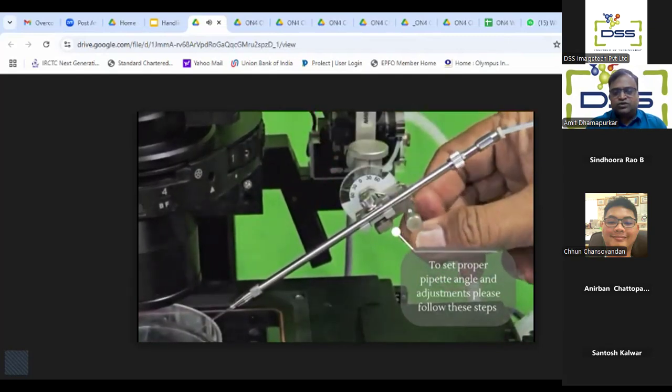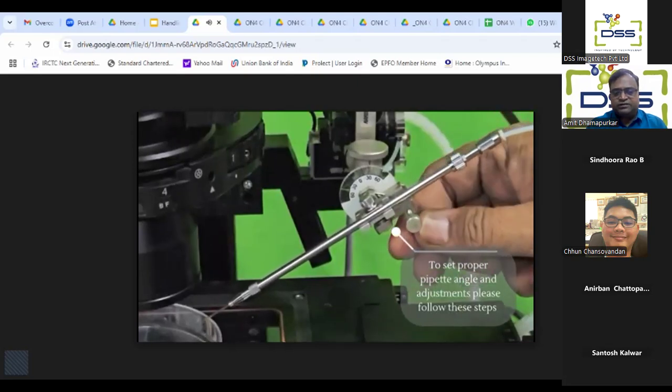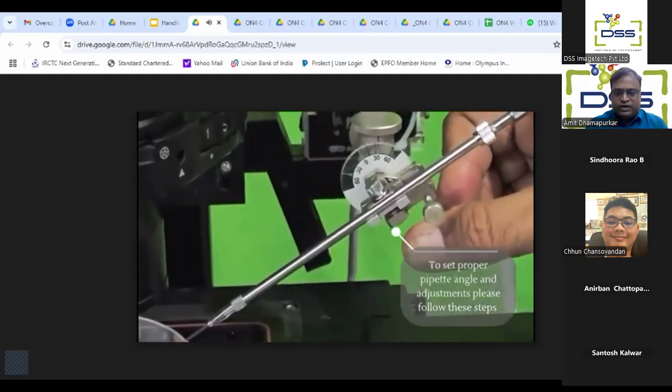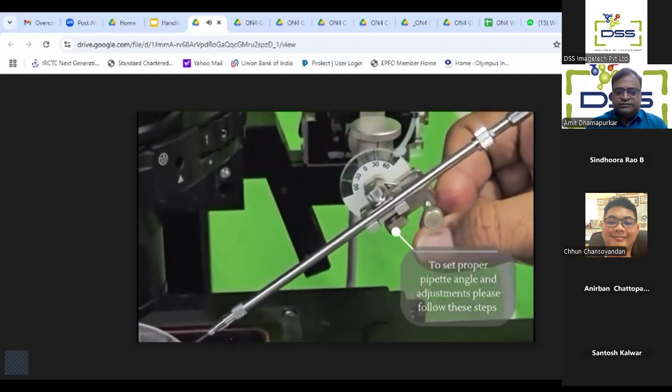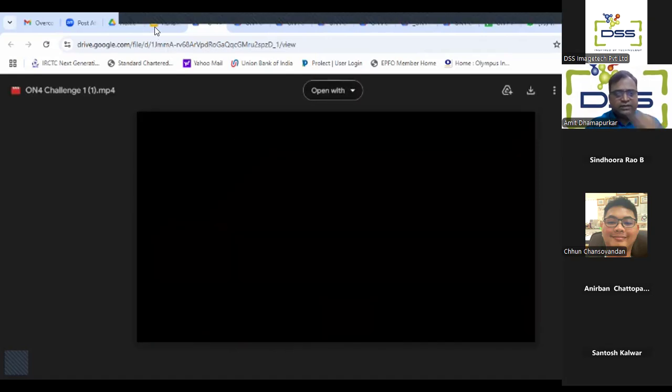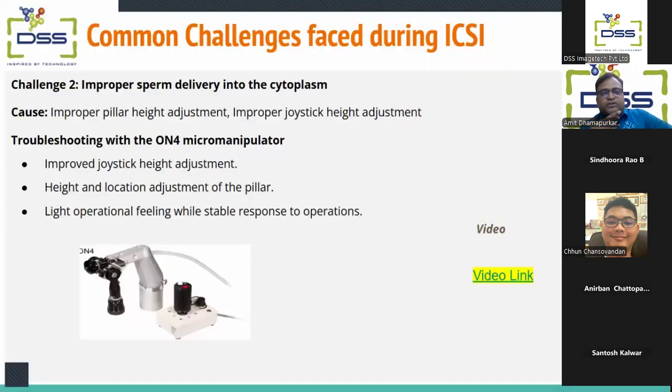This screw is used to move the pipette forward and backward, and now we are just changing the angle. After the angle, people face a second challenge, which is improper sperm delivery into the cytoplasm.